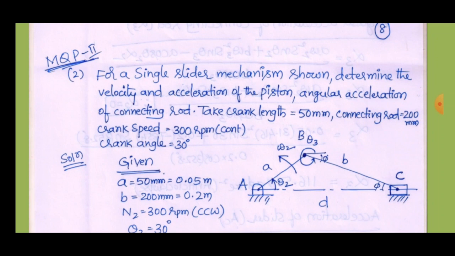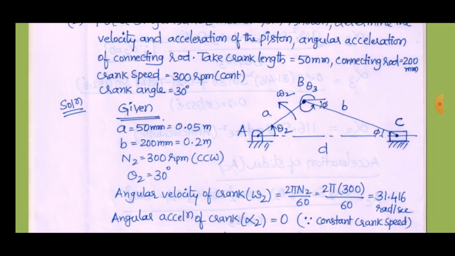Now in this problem, the crank length is given. According to our notation, it is small a, which is 50 mm. So 50 divided by 1000 is 0.05 meters. Then the connecting rod is 200 mm, that is small b, which is 200 divided by 1000, that is 0.2 meters. Next, the crank speed is given as 300 rpm, constant speed. So the speed of the crank is N2. See the unit, rpm, revolutions per minute, means it is N. If it were given in radians per second, then I would have taken it directly as omega 2.